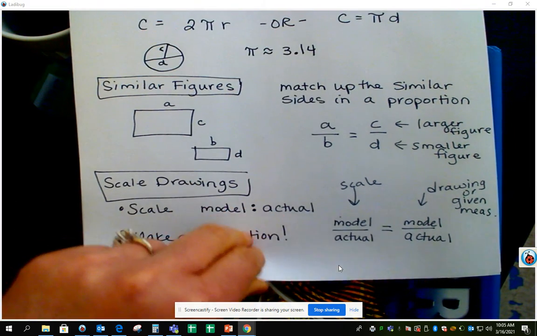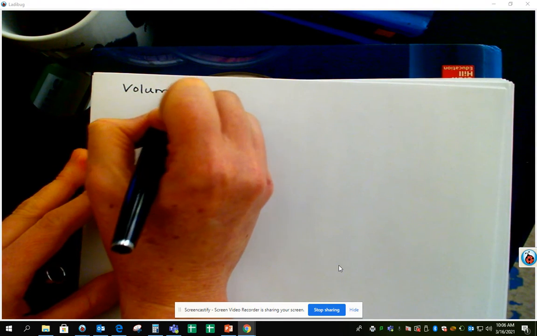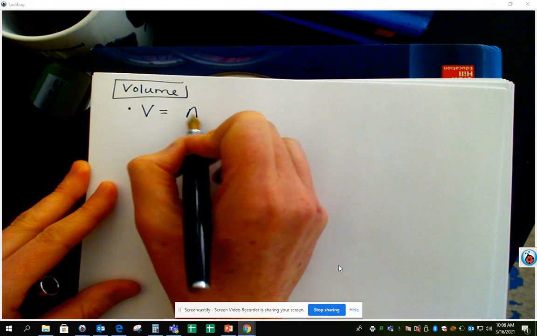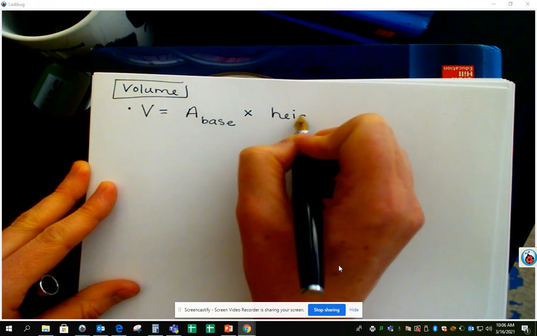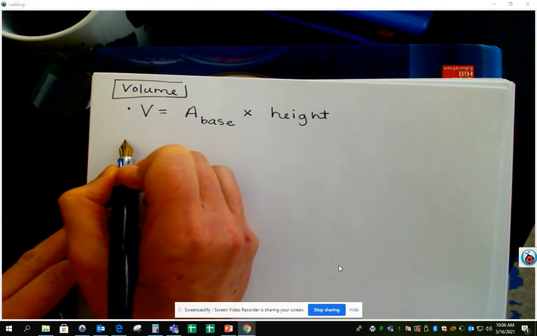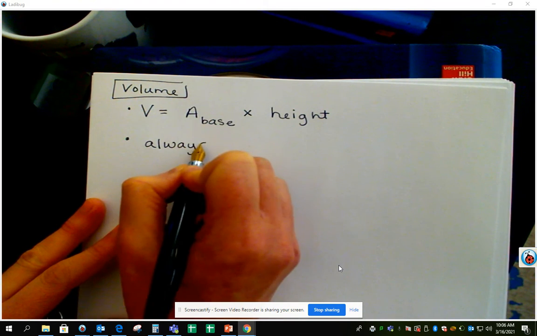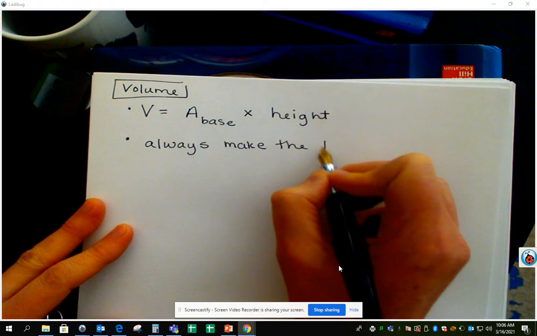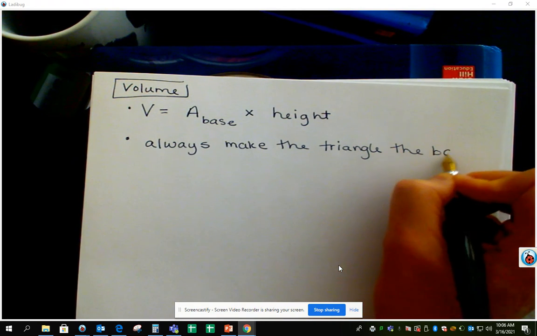All right, let's keep going with these review notes. We have volume. Remember, the formula for volume is area of the base times the height. Remember that you always make the triangle the base for prisms.